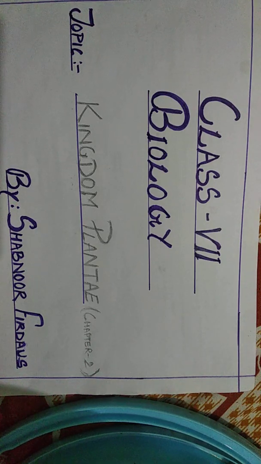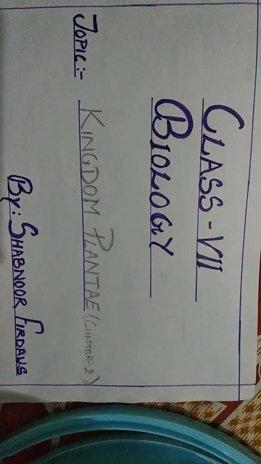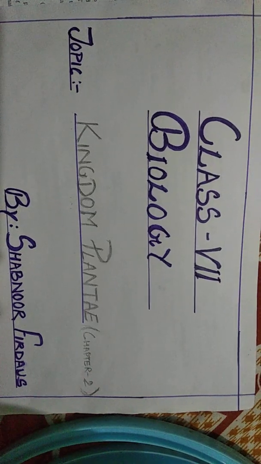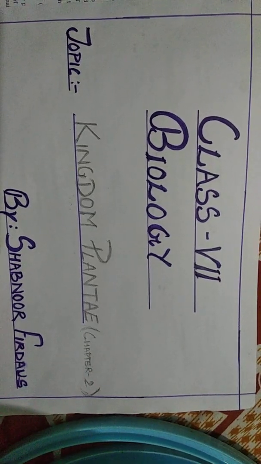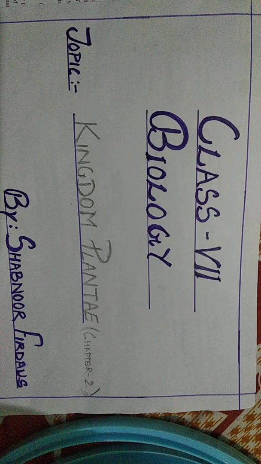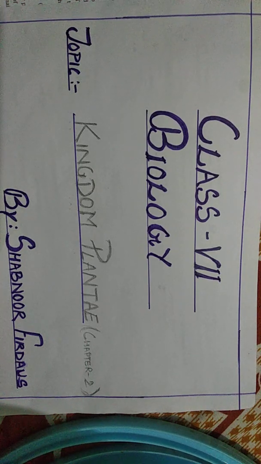The classification of the living world was given by Carolus Linnaeus for the first time. This we have learned before. He said that there are two kingdoms in the living world. First is kingdom Plantae and second one is kingdom Animalia.